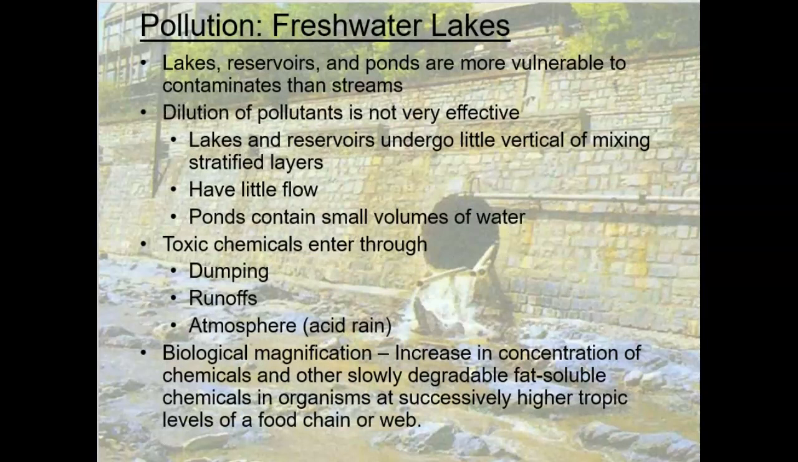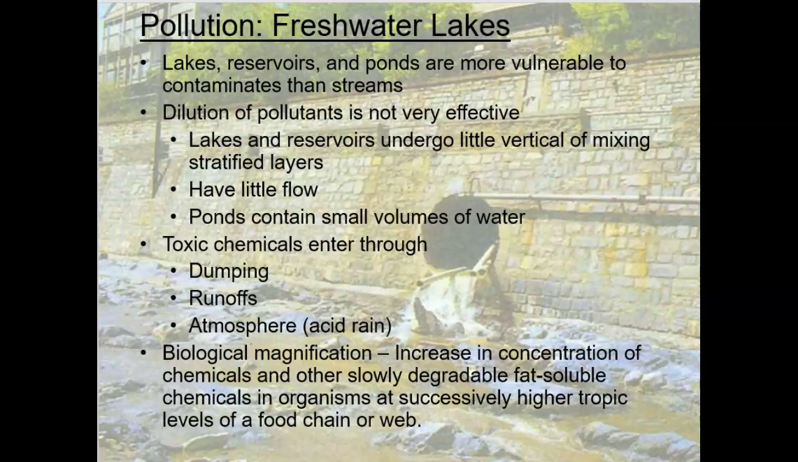So freshwater lake pollution. We get a lot of drinking water from freshwater lakes, and they tend to be more vulnerable to contaminants than streams simply because the water doesn't move as much. So dilution is not very effective because you don't have water moving through a lake like you do in a stream. And ponds have an even bigger problem because they have smaller volumes of water and even less exchange of water. And there's the problem of chemicals entering lakes through dumping and runoffs in the atmosphere, like acid rains.